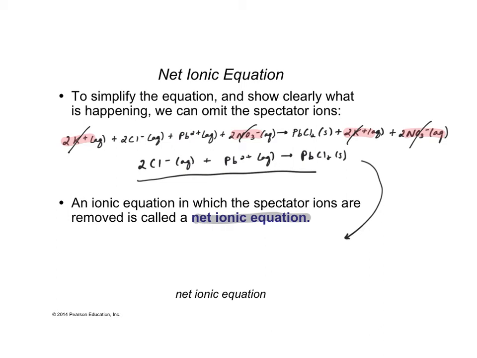Okay, so the net ionic equation here is again just the 2Cl minus reacting with the Pb2 plus, going to make our new molecule, our solid lead chloride. Net ionic equation.